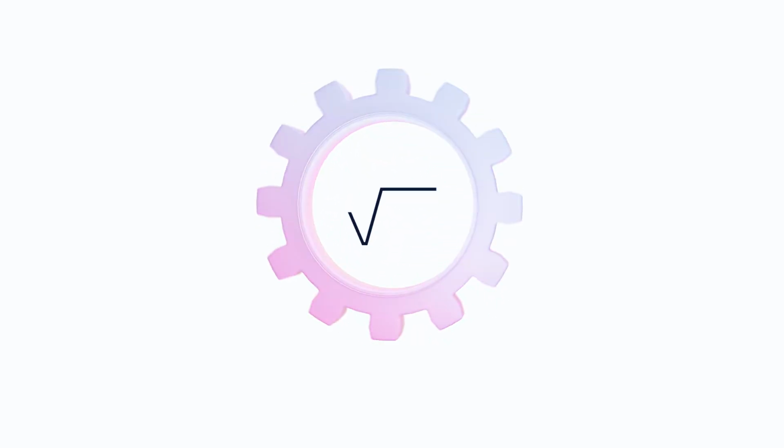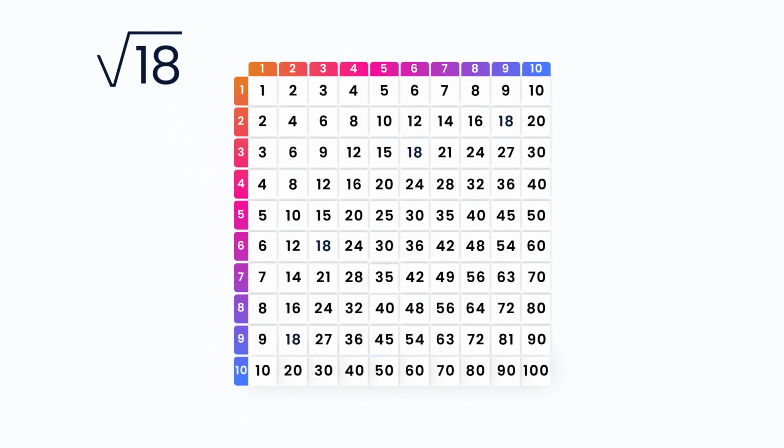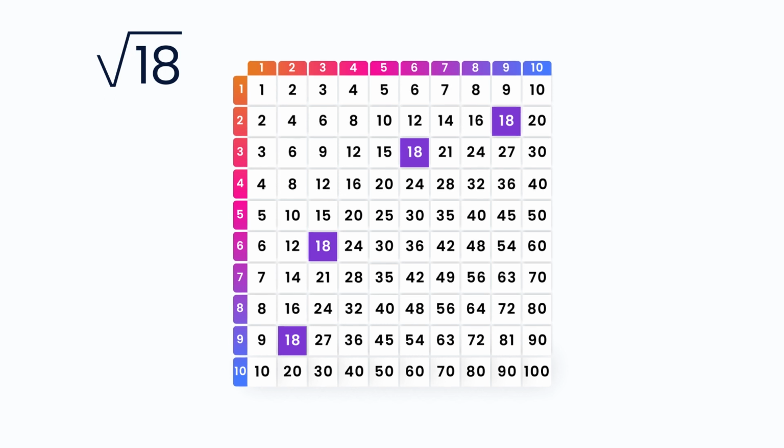You want to find the square root of the number 18. First, you check if 18 is a square number. It is not. So, you can now factorize the number 18, looking for a square factor. 18 can be factorized into 9 times 2. So, the square root of 18 is equal to the square root of 9 times 2.